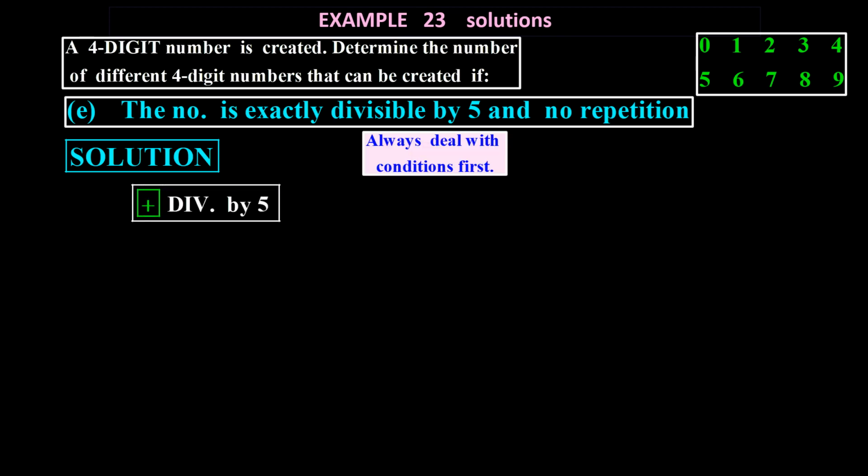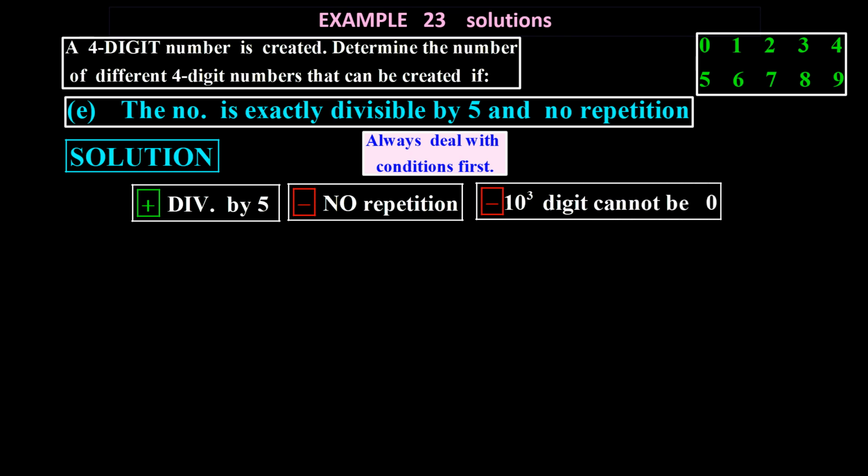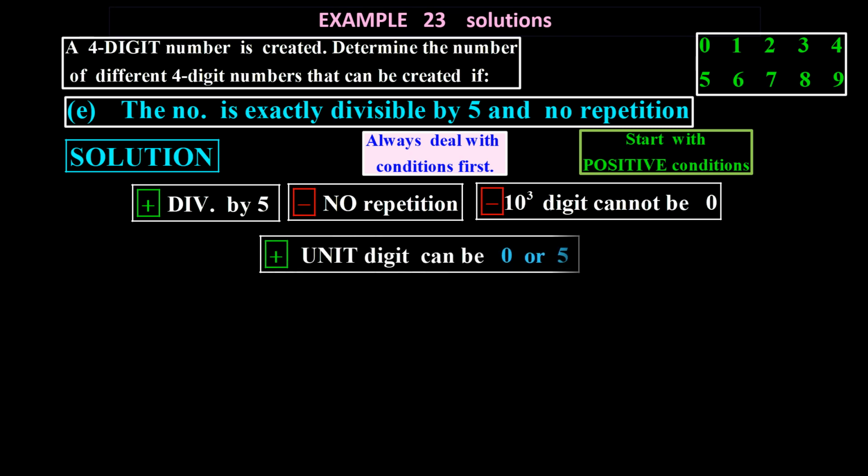Okay. Now, how do you know a number is exactly divisible by 5? That's correct, if the unit digit is either a 0 or a 5. No repetition is negative, so I need to start with my positive condition, right? Always best to start with the positive condition. So in other words, the unit digit can be a 0 or a 5, right?